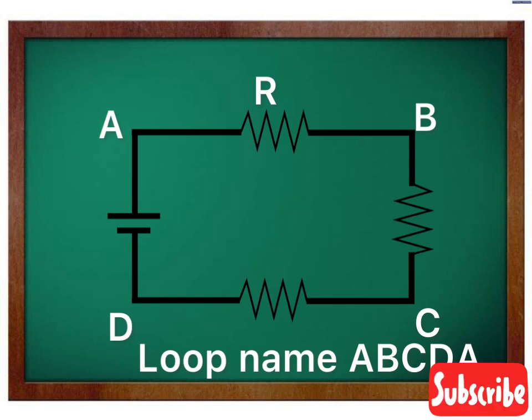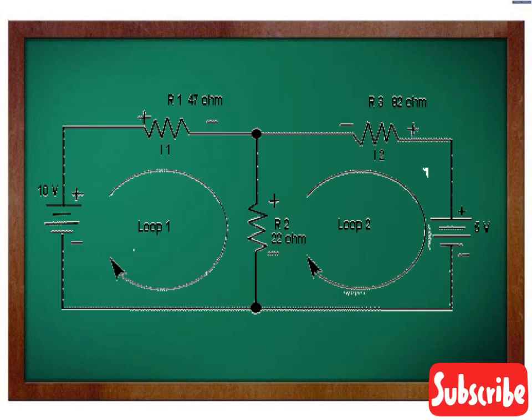No matter how many resistors, capacitors, or cells are connected in that loop, you just have to first select a loop. It can be a single loop, a double loop, or three loops in that circuit. So multiple loops can be there. The condition required is that the loop should be closed and the name of the loop should be given in such a way, A, B, C, D, A, so that the starting point and end point of the loop are the same.